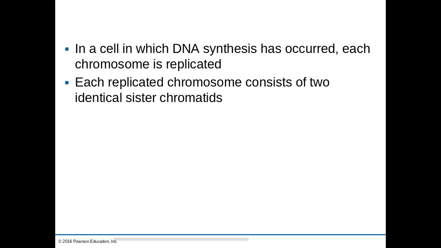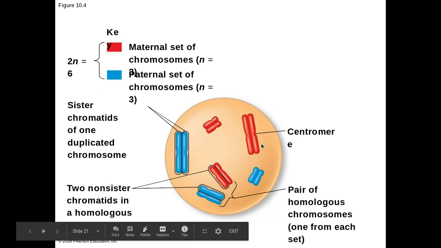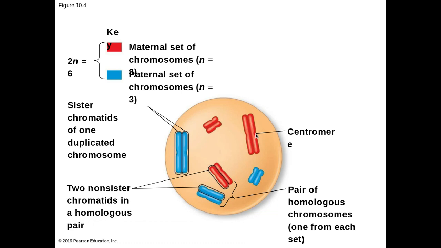Once DNA synthesis has occurred, aka the S phase of mitosis, each chromosome is replicated. And then we have chromosomes that include two identical sister chromatids. So this would be after the S phase. So our diploid cell has 6 chromosomes. We've got 1, 2, 3, 4, 5, 6. And notice they've all been replicated and they're being held together at the centromere here.